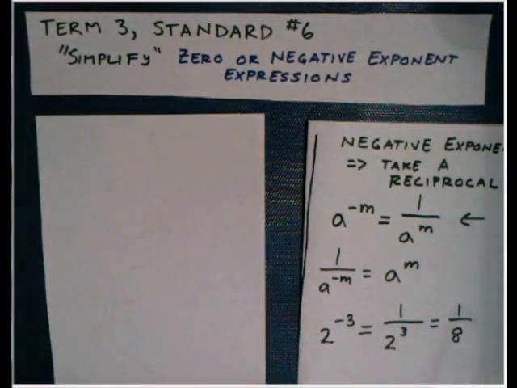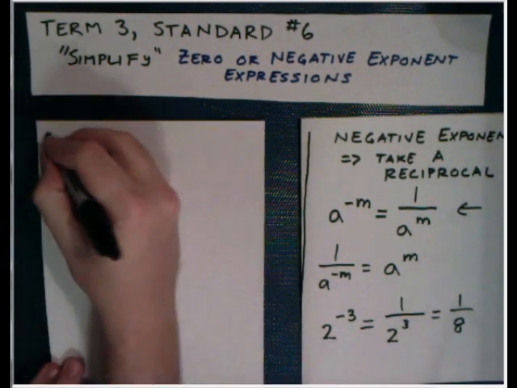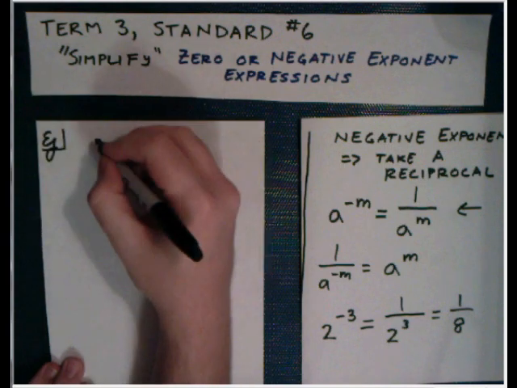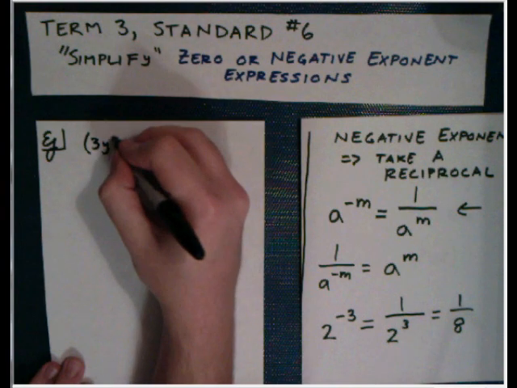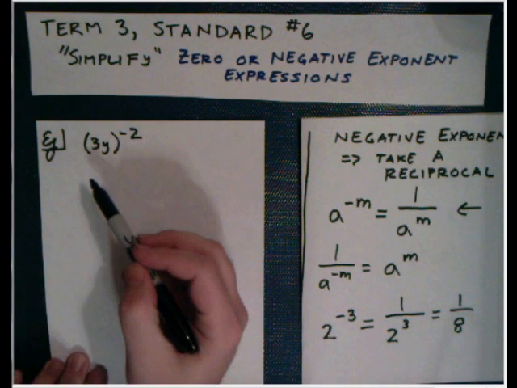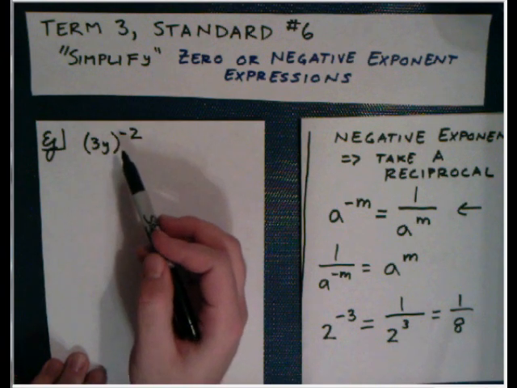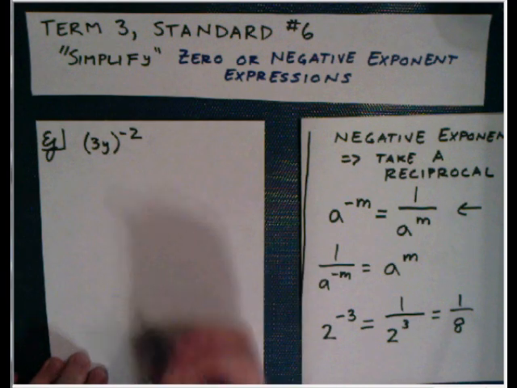So let's start off with my trusty Sharpie. There it is. Let's start off with example, let's go with, so something like this. You might be asked to simplify 3y in parentheses to the negative 2 power, or the quantity 3y to the negative 2 power. Okay, so where I want to start is we've got to pay close attention to what is being taken to a negative power. So here I've got parentheses, so this whole thing is being taken to the negative 2 power.